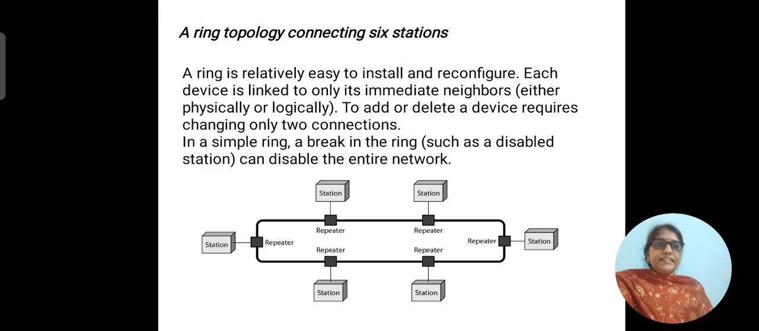A ring is relatively easy to install and reconfigure. Each device is linked to only its immediate neighbors. To add or delete a device requires changing only two connections. In a simple ring, a break in the ring can disable the entire network.